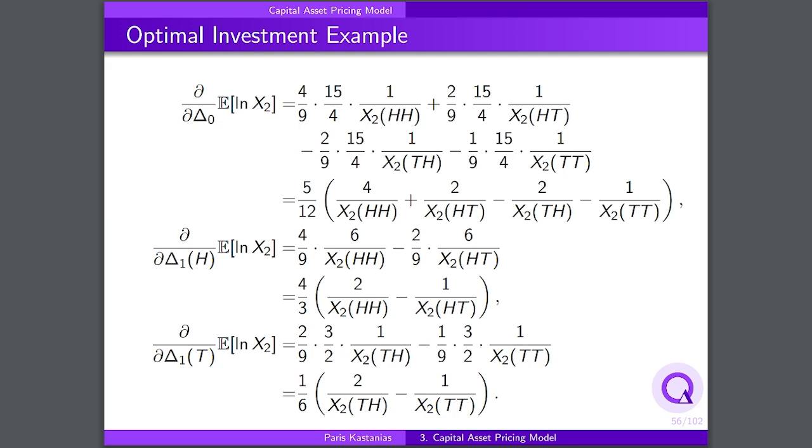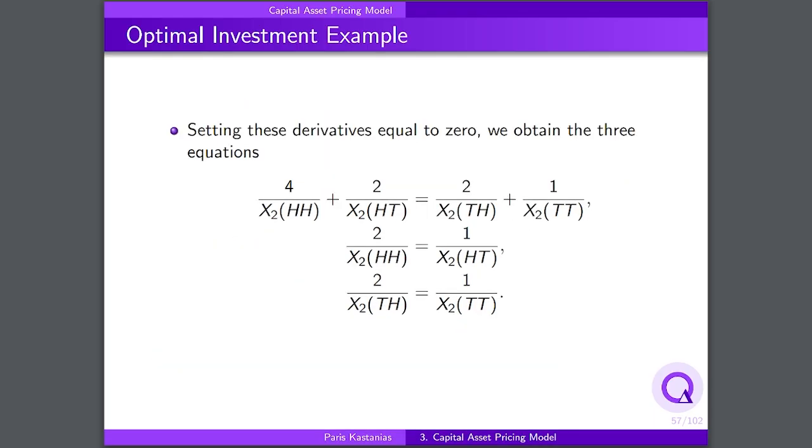So basically, if you differentiate it with respect to delta 0, you get this thing. If you differentiate it with respect to delta 1h, you get this. If you differentiate it with respect to delta 1t, you get that. Then you set these derivatives equal to 0, because that's how you maximize things, and you obtain these 3 equations here.